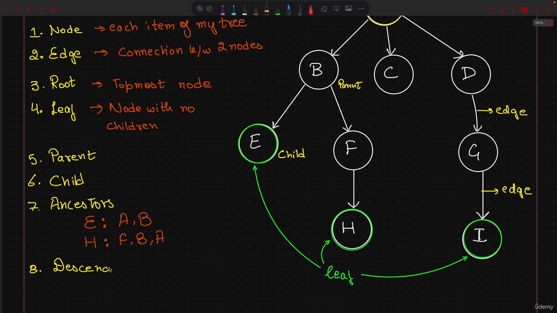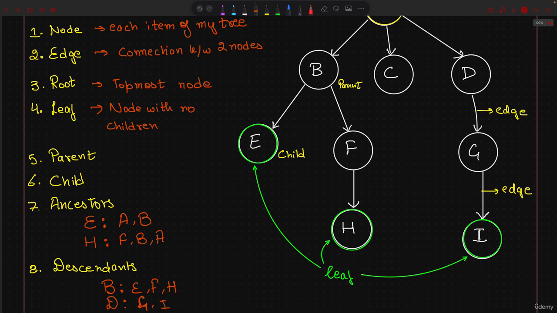Descendants, right? Again, just opposite. So, for example, for my B, the descendants are E, F, and H. Okay. For A, all of them are descendants. For D, descendants are G and I.